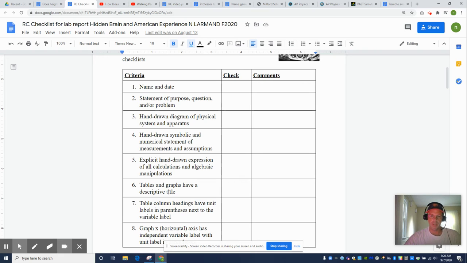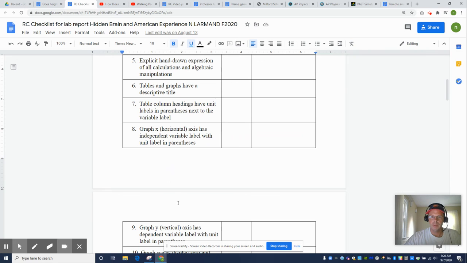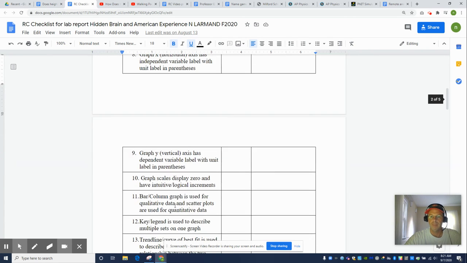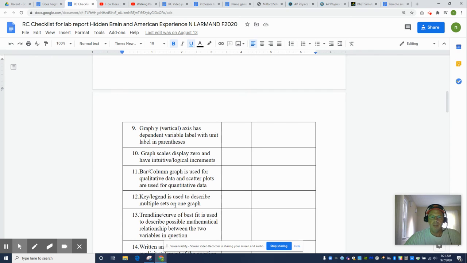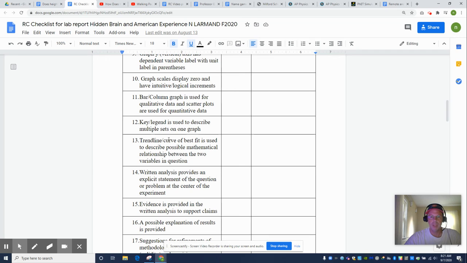So tables and graphs have a descriptive title. We're going to put column headings with unit labels in parentheses. And then we're going to make a graph. We're going to put the independent variable on the x with unit labels again, dependent variable on the y with unit labels again. I think we're only going to have one set, so we're not going to need a key. And this is definitely quantitative data, so we're not going to do a bar graph. Like Ariana said, we're going to put a trend line on it.